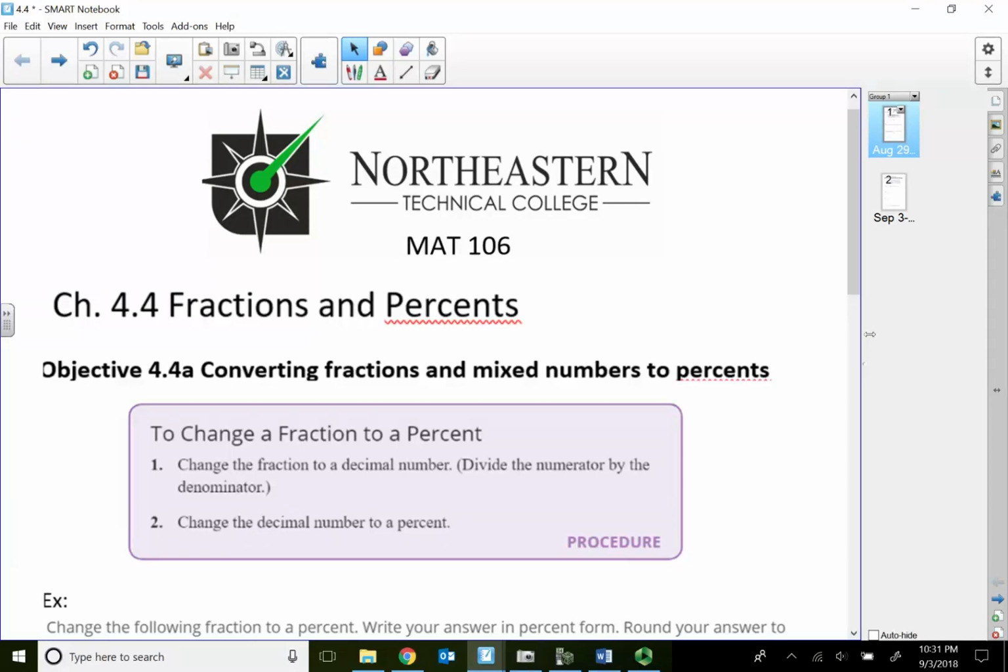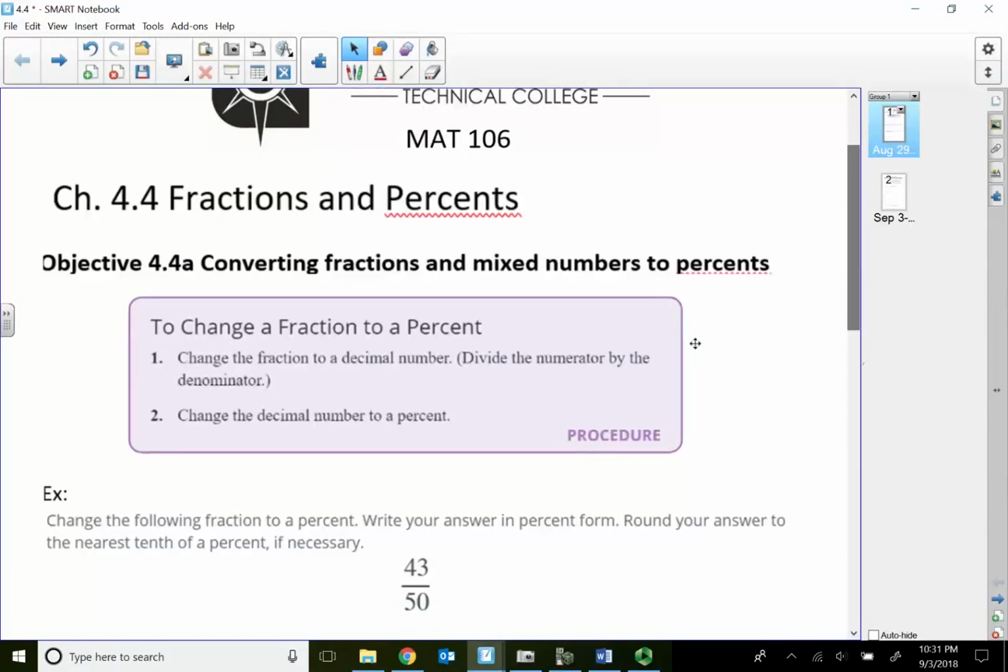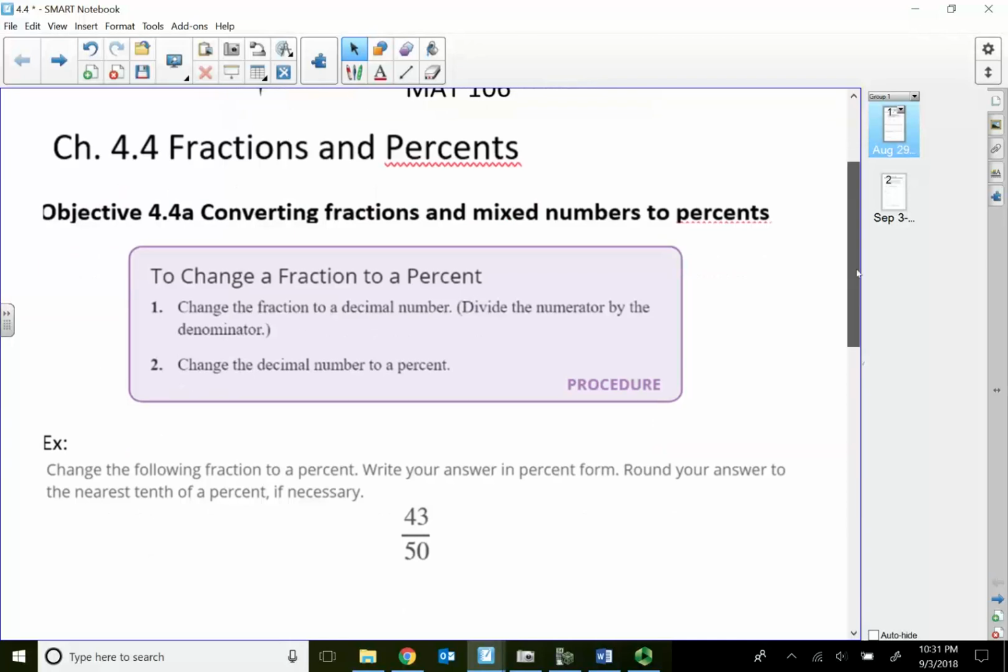Welcome to Accelerated Math 106, Module 4.4, Fractions and Percent. In this particular lecture video, I'm going to show you how to convert fractions and mixed numbers into percent.